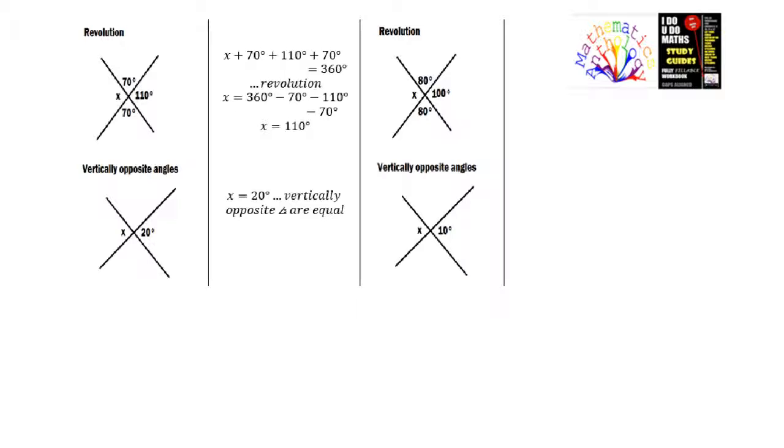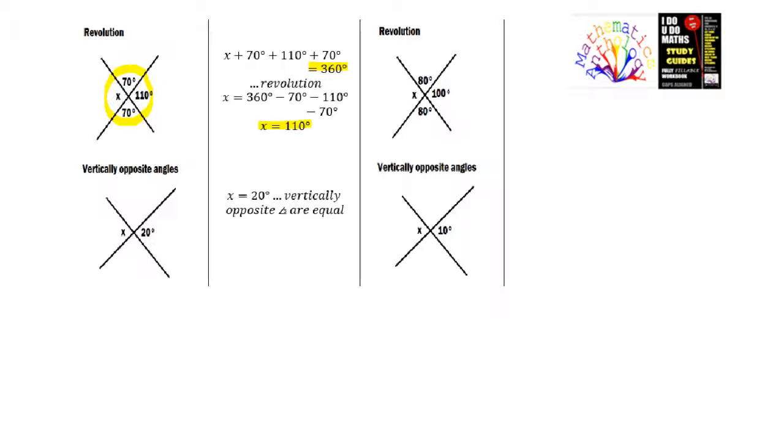You can also get a revolution, which is this. Now a revolution, or angles around a point, add up to 360 degrees. So I take all of these, x plus 70 plus 110 plus 70, all of them must equal 360 degrees because it's a revolution. And I solve for x by saying x is equal to, take all my constants over, 360 minus 70 minus 110 minus 70, and x should equal 110 degrees there.